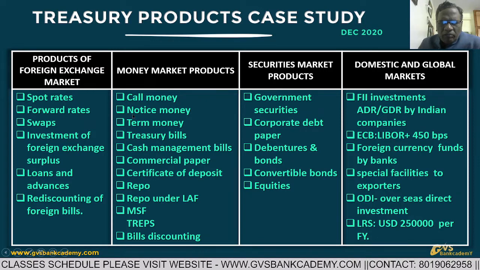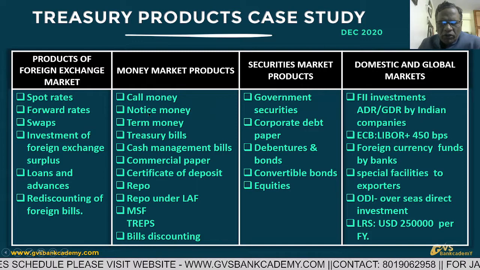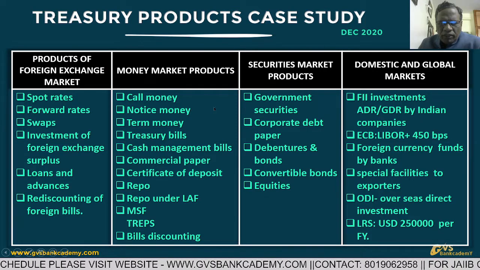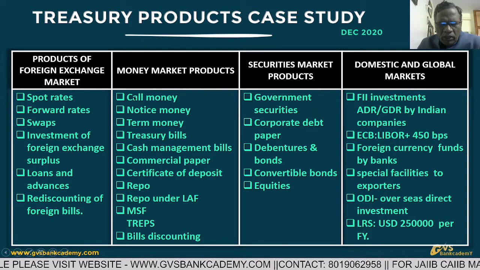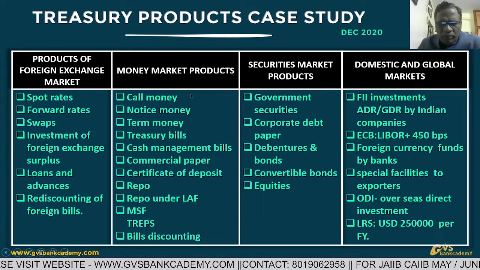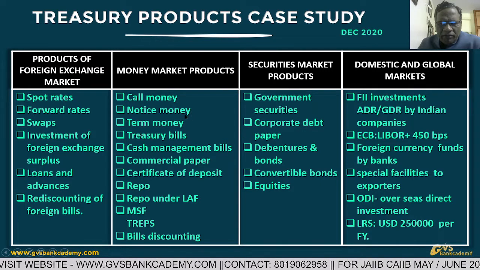Notice money is borrowing or lending for 2 to 14 days. Banks are allowed to borrow under call money plus notice money, maximum to the extent of 100% of their tier 1 and tier 2 capital.